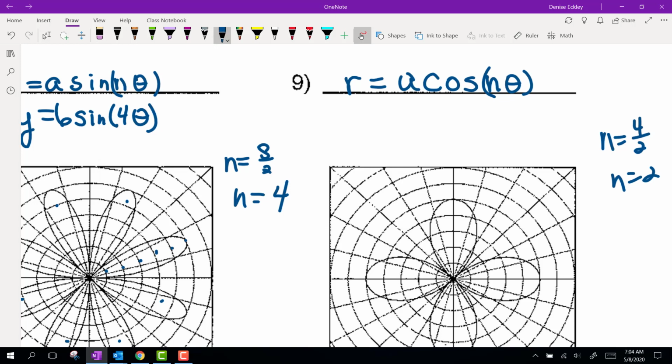And we just need the length of those petals. And we have 1, 2, 3, 4, 5. So A is 5. So our answer is r equals 5 cosine 2 theta. And that's how you work the other way to get the graphs. Get the equations from the graphs.